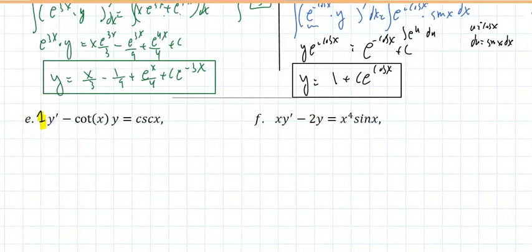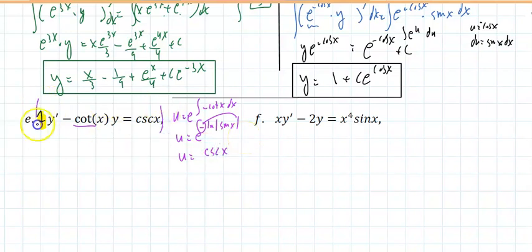So here, I'm going to let u equal e to the integral of negative cotan of x dx. So u is going to be e, and this is going to be, if I remember correctly, negative natural log of sine of x. Make that a power. So u equal e and natural log will undo each other. 1 over sine is the cosecant of x.